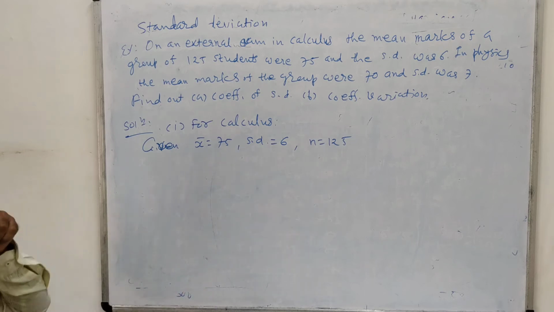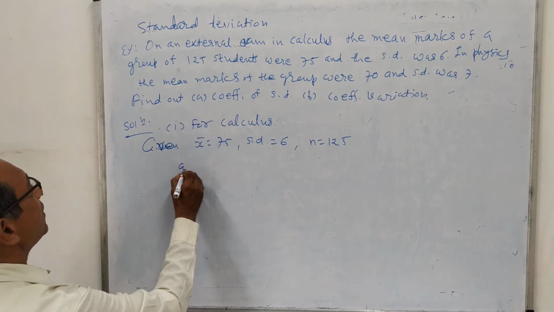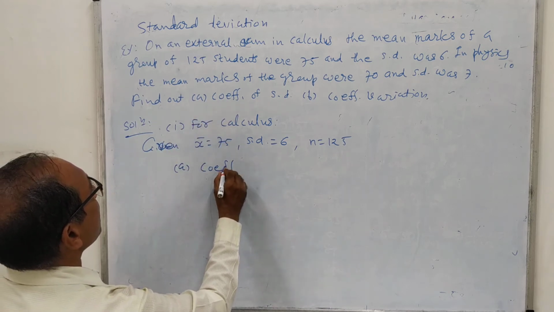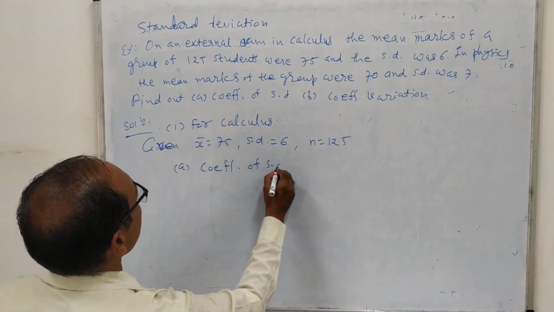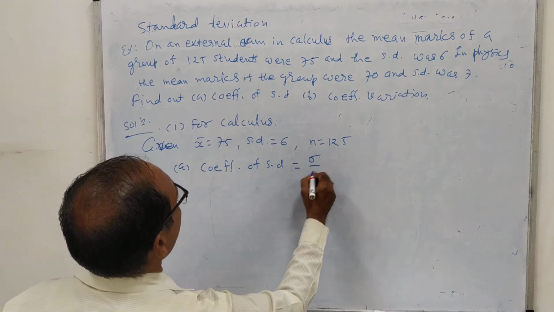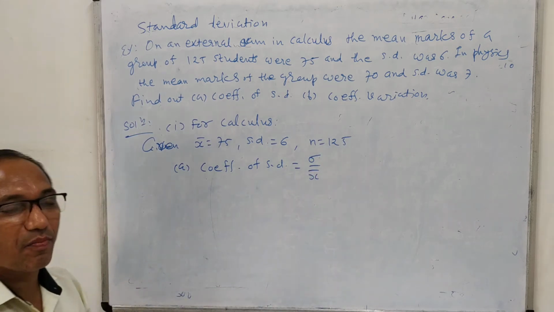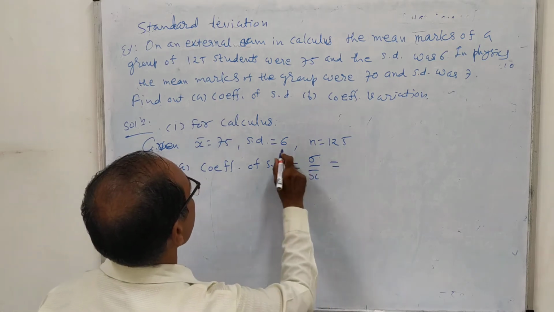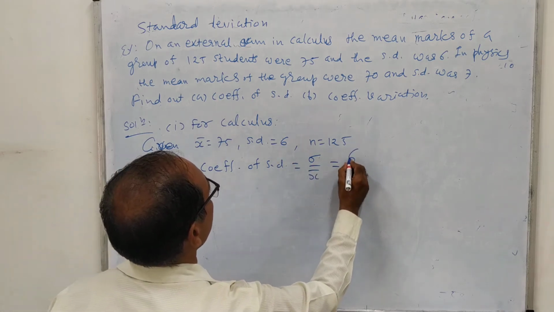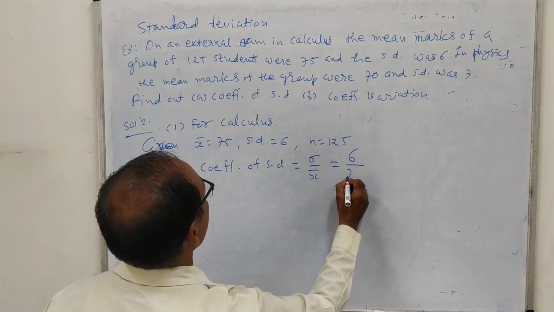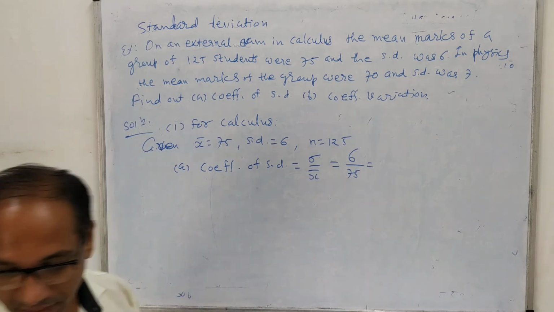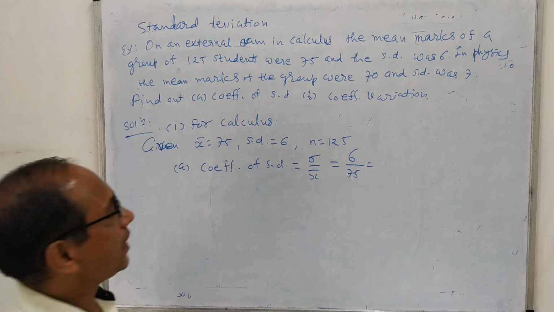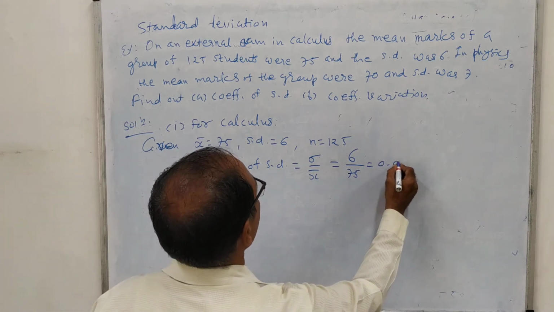Here we will find out coefficient of standard deviation. We have not discussed coefficient of standard deviation, but coefficient of standard deviation is nothing but sigma upon x bar. That is part of coefficient of variation. So here standard deviation sigma is 6, divided by x bar, which is 75. 6 by 75, and you can find its value very easily, 0.08.